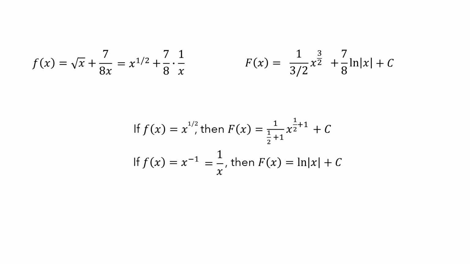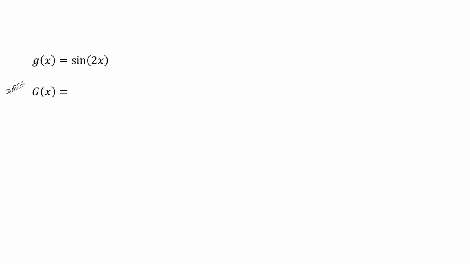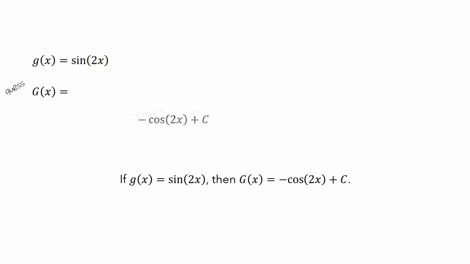Next, let's look at g of x. Since this is a sine function, let's look at the corresponding antiderivative rule. The general antiderivative for sine of x is negative cosine of x plus a constant. But we have sine of 2x. So we might guess capital G of x equals negative cosine of 2x plus c. And then the antiderivative would be negative cosine of 2x.